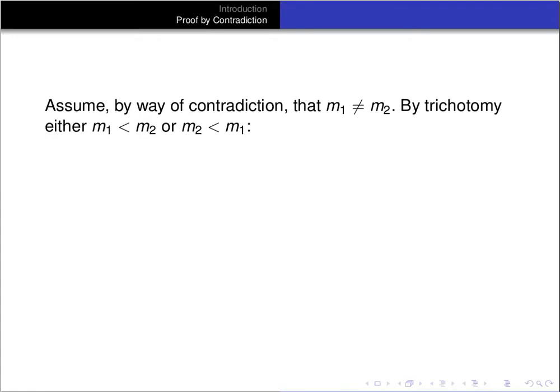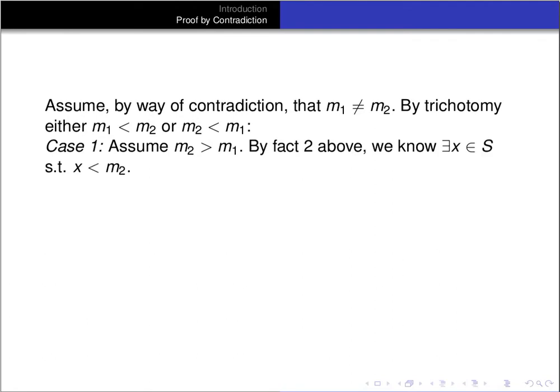Now by trichotomy, we have two cases if M1 is not equal to M2. Either M1 is less than M2 or M2 is less than M1. So let's take these in cases. Let's first look at the case where M1 is less than M2. In other words, M2 is greater than M1. So now we're going to use our properties of M1.